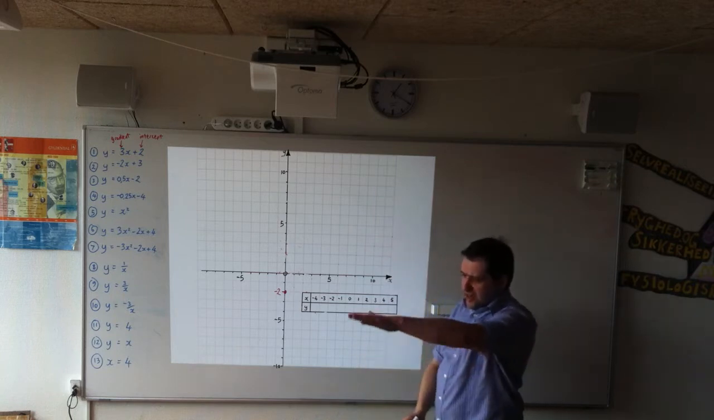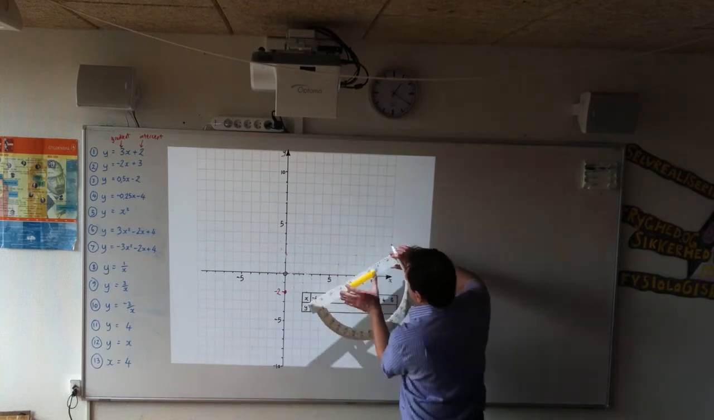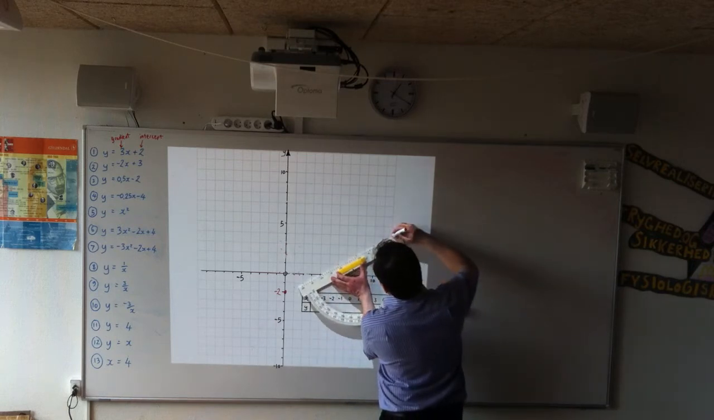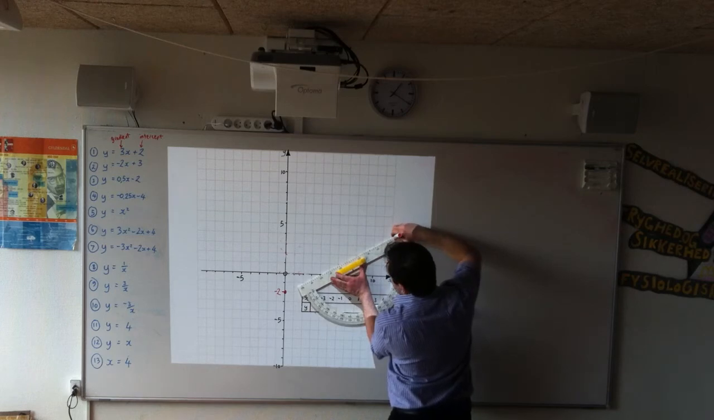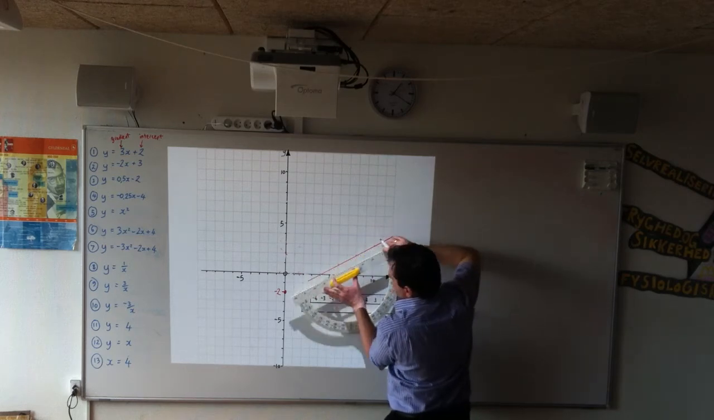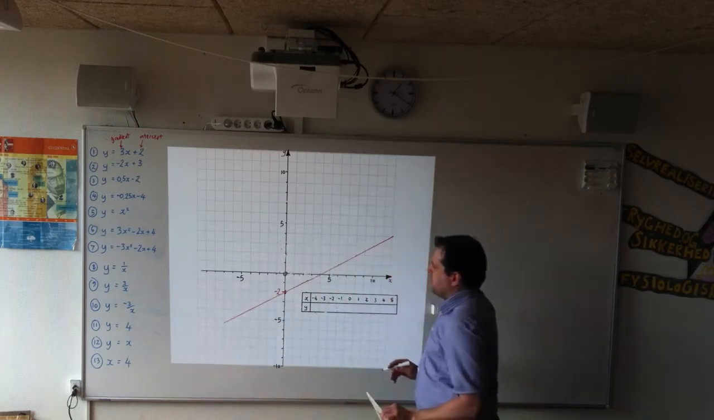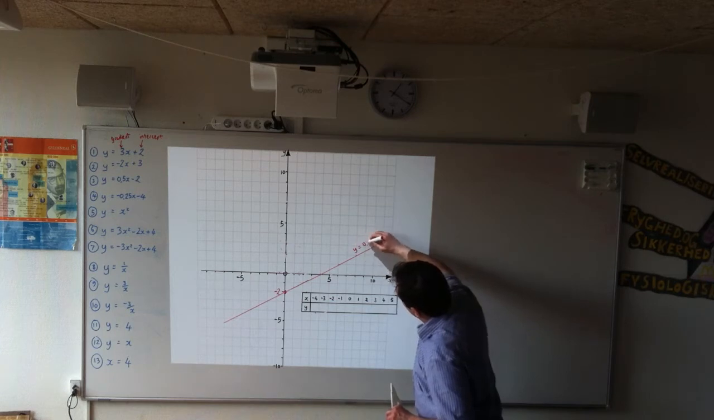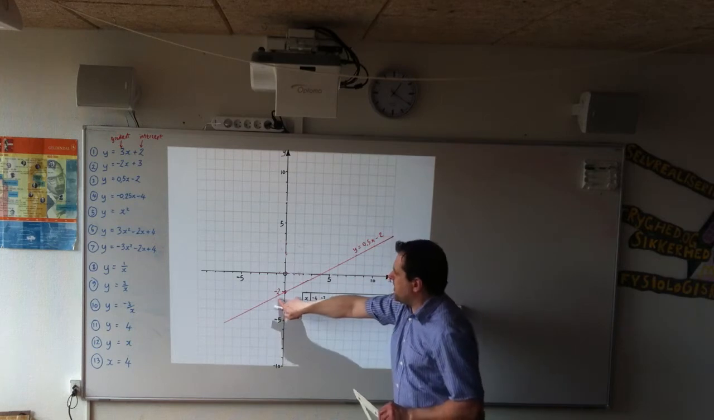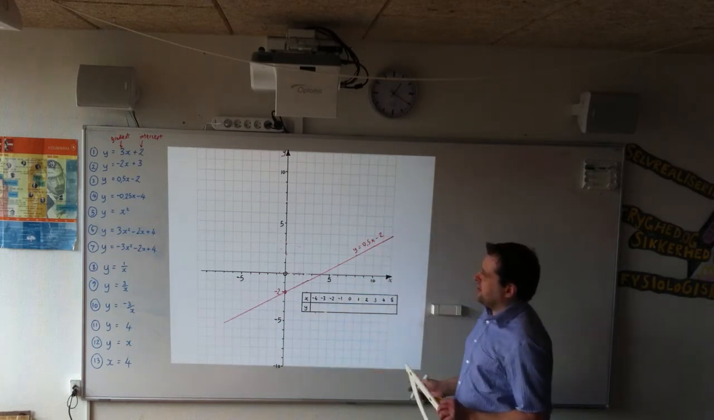But it's going to be a shallow graph, because the gradient is less than 1, it means it's going up less than it's going across, if you like. Okay, so for every 1 across, it's only going up by a half. Okay, label it: y equals 0.5x minus 2. Minus 2 is where it cuts, 0.5, the number in front of x, is how steep it is.